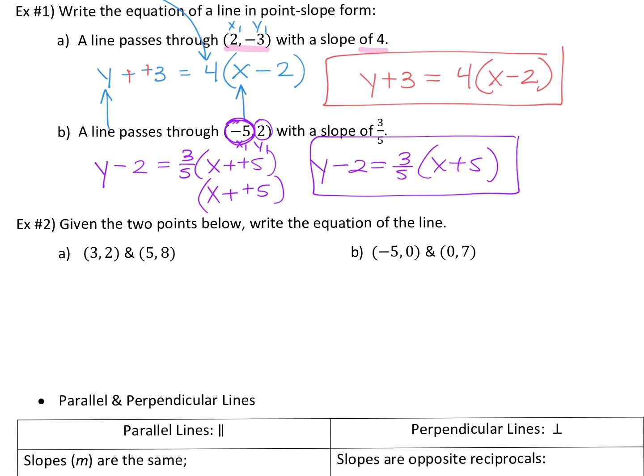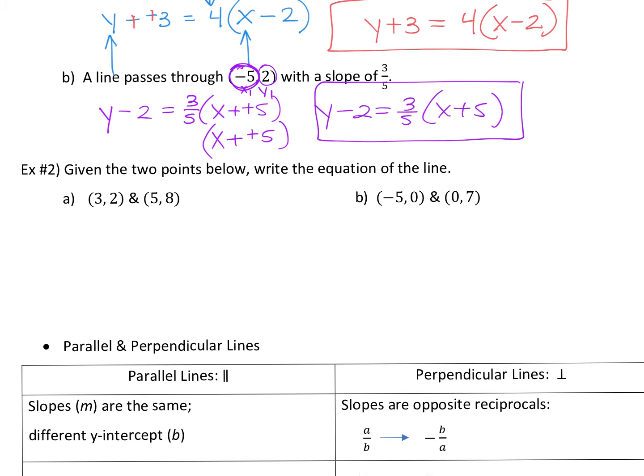Okay, example 2 is a little bit different, and you can get multiple answers for these and they can both be correct, okay? So if you and a friend are doing the homework together and they get one answer and you get the other, it doesn't mean either one of you is wrong necessarily. If you're given 2 points, okay, and you're going to write the equation of the line, whenever you're given 2 points, they're looking for point slope because you can find a slope and you already have a point. How do you find a slope given 2 points? We did it yesterday. y2 minus y1 over x2 minus x1. Yes. Okay, so you're going to start there.